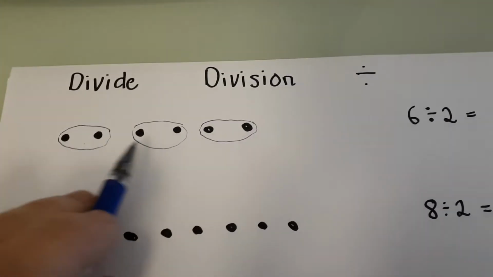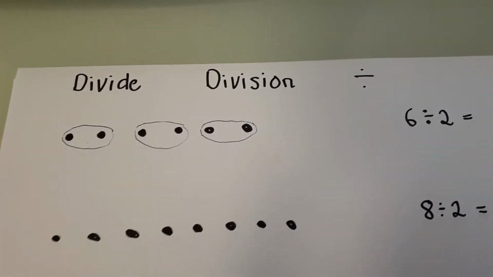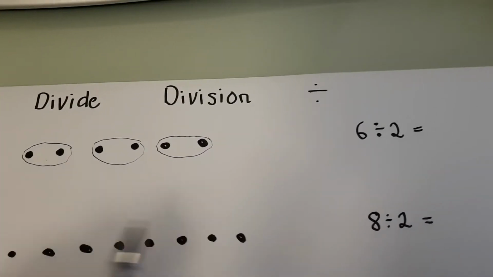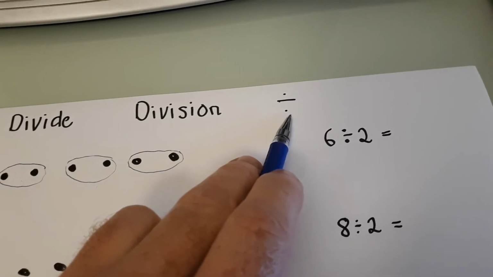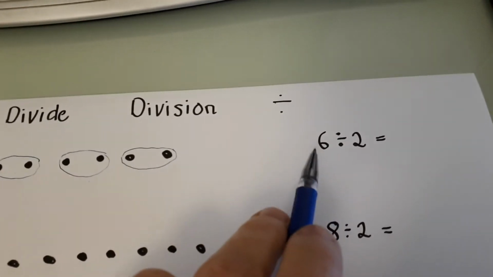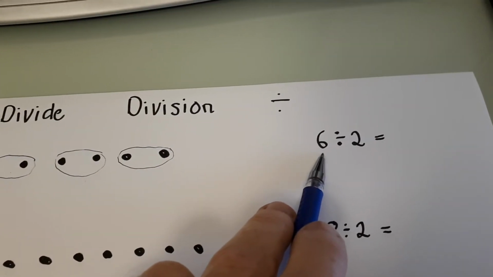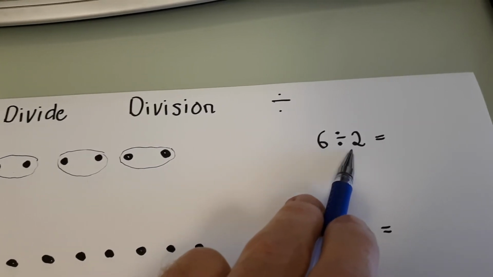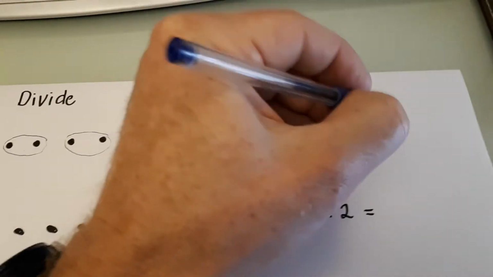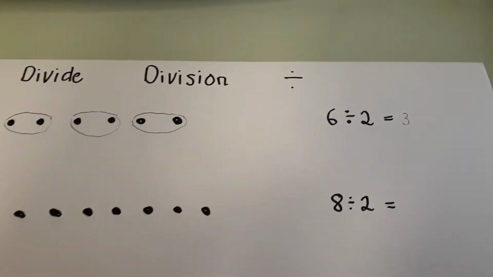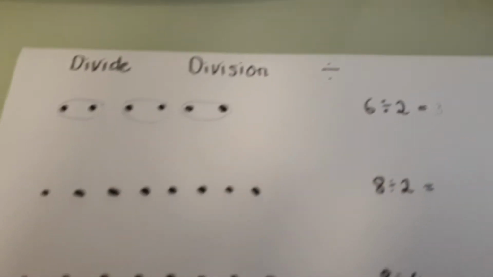And now the difficult question is, how many groups of 2 did I make? Well, I have 1, 2, 3. I have 3 groups of 2. And the way I can write that down is using this sign here, which means divided. So what I've done was, I've taken 6 chocolates, or 6 dots, and I've made groups of 2. How many groups of 2 do I have in 6? Well, my answer is 3. I have 3 groups of 2.